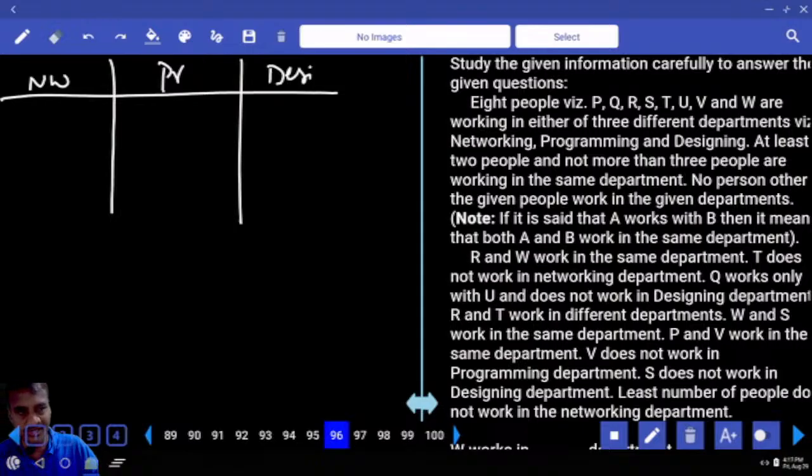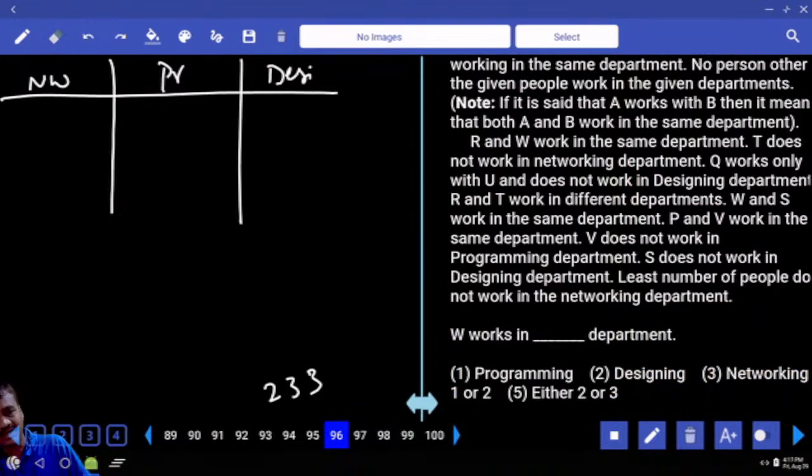Now how many persons? 8 persons. At least 2 people, not more than 3. At least 2, not more than 3. Then what is the order we have? At least 2, not more than 3 means 2, 3, 3 is the order. Clear, in one of the departments there are only 2. And in the remaining two you have 3 and 3. Then not more than 3. No person other than the given people.